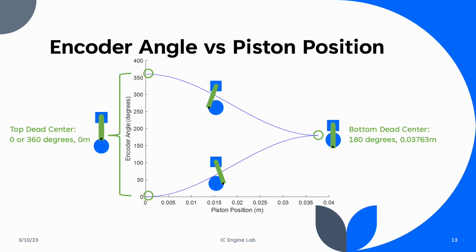This graph shows the relationship between the encoder angle and piston position. They are directly related, and there are diagrams at 0, 90, 180, and 270 degrees to show what the piston crankshaft assembly would look like at each position.